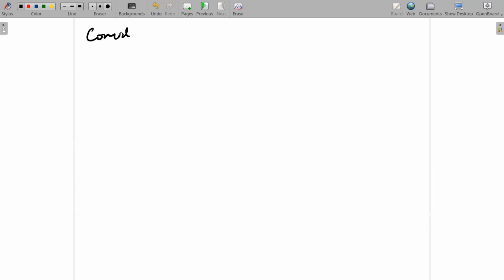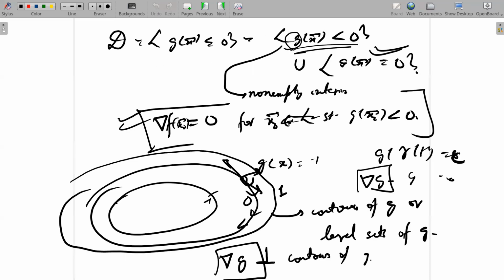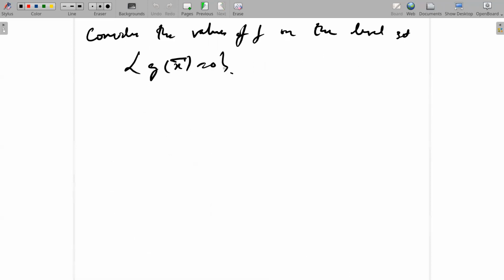Now consider the values of f on the level set g(x) equals 0. g(x) strictly less than 0 we have already taken care of. The conditions have no dependence on g anymore. Once you know that it is in an open neighborhood, all you have to do is set grad f equals 0. That's all. But when g(x) is 0, there is some dependence that is going to come in.